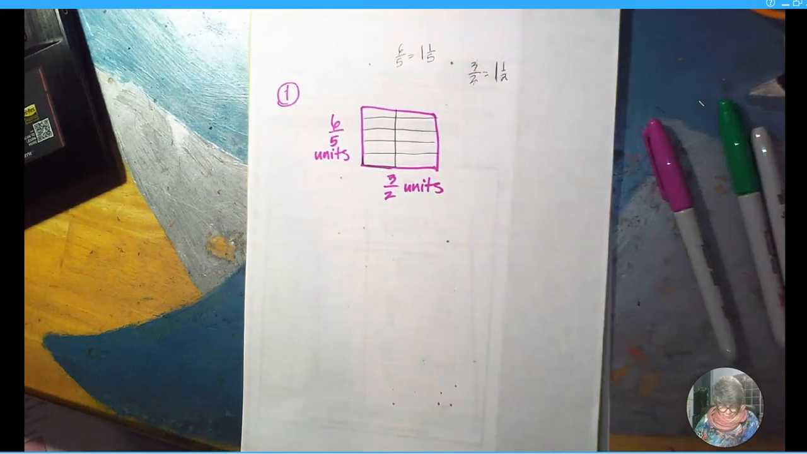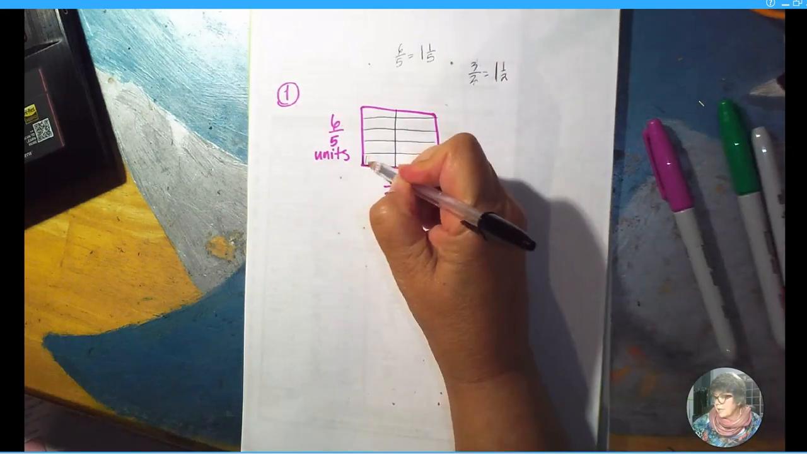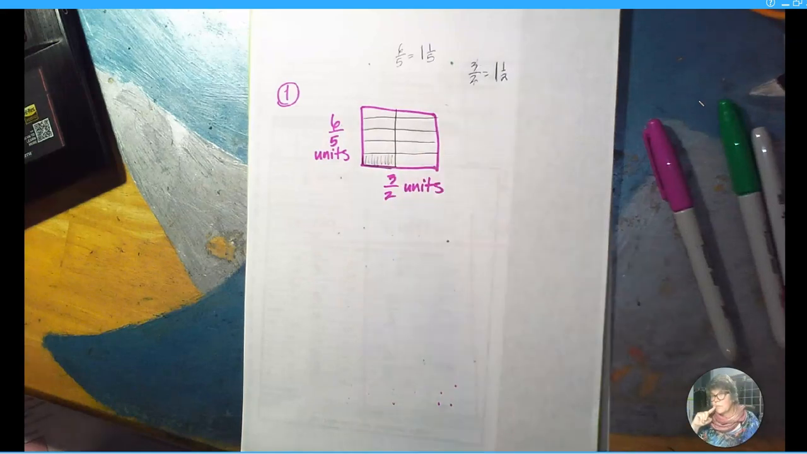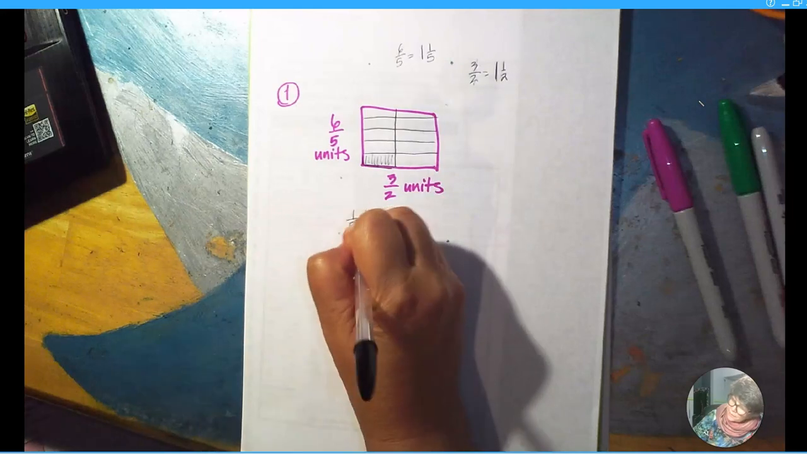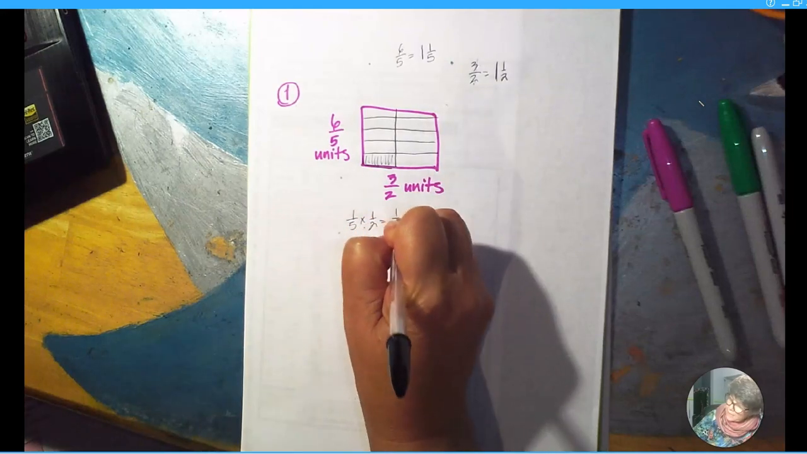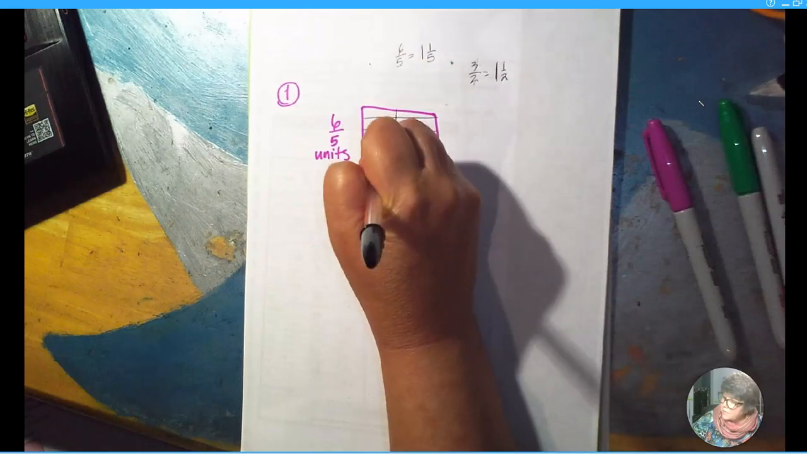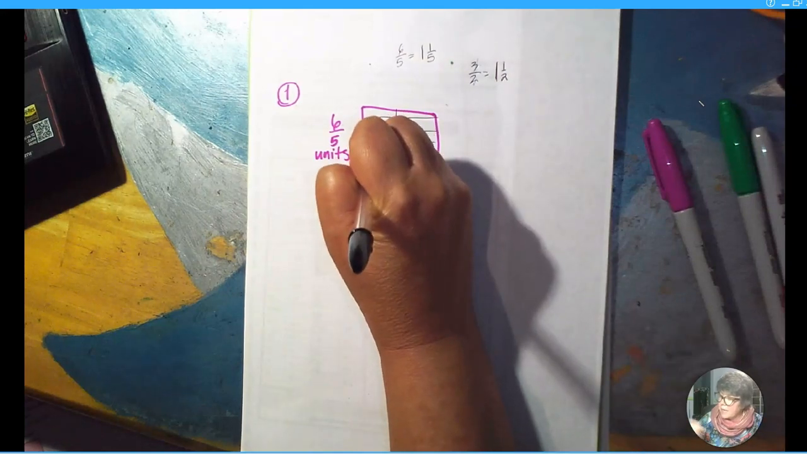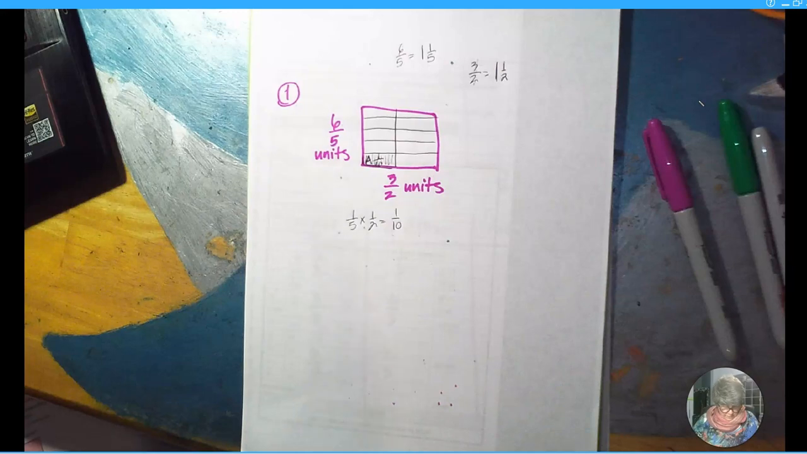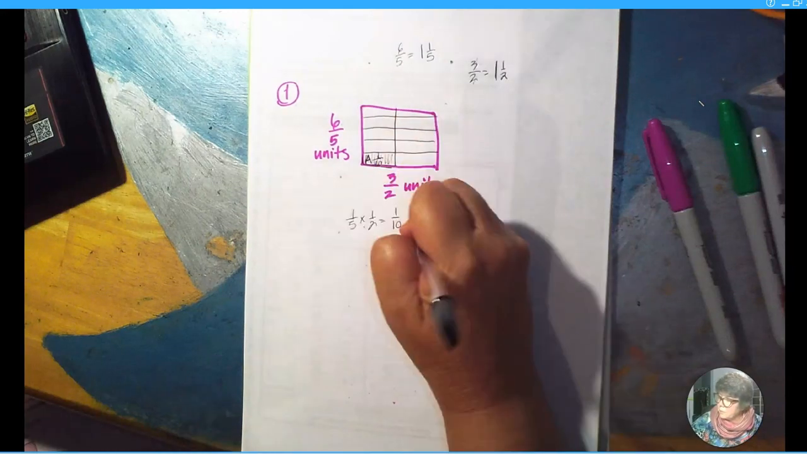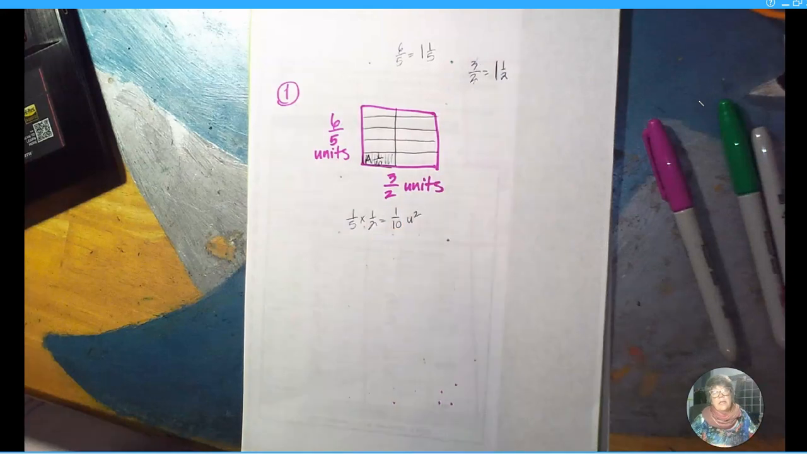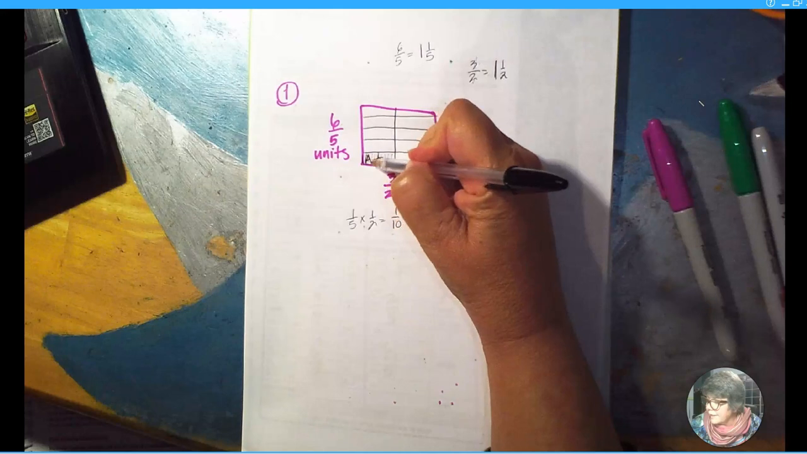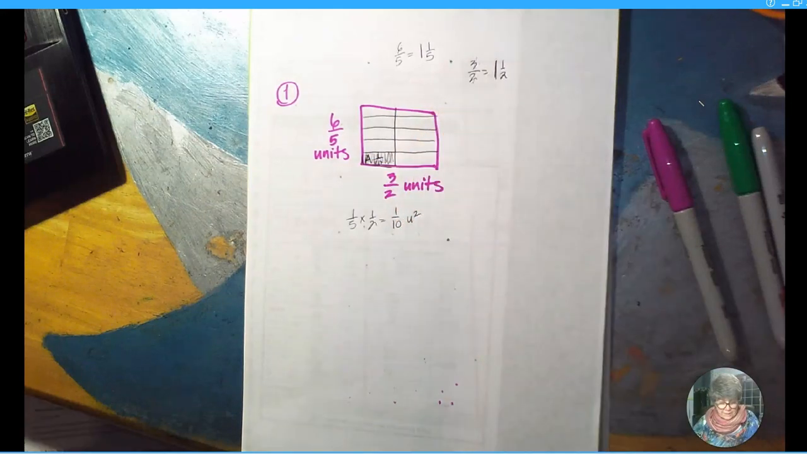And what's the area of this one tile? 1/5 times 1/2. Are you thinking it's going to be 1/10? Yes. So the area of that small tile is going to be 1/10 square units. So I'm just going to put square units there so that we remember that our area is always square because it's covering this whole section. It's not a straight line.